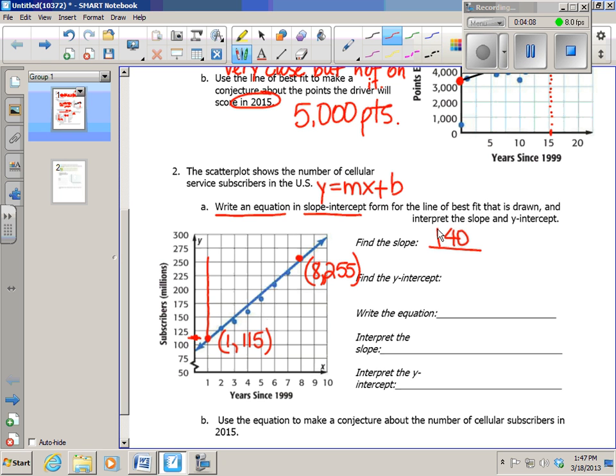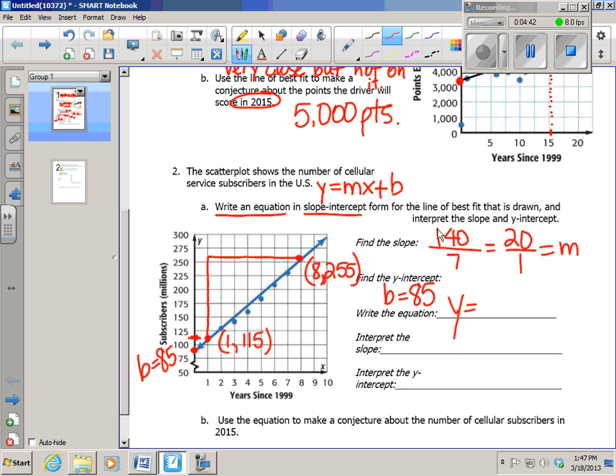Then we make a turn. We were at 1, and we go over to 8. And so that difference is 7. So we have 140 over 7, which reduces to 20 over 1. So that's our slope. And so where is this crossing the y-axis? It's somewhere between 75 and 100, closer to 100. I'm going to say that that b value, that y-intercept, is about 85. And so now I put this information together.